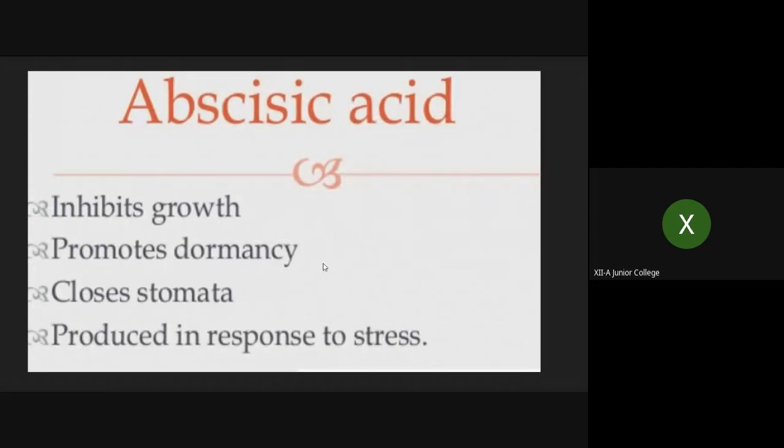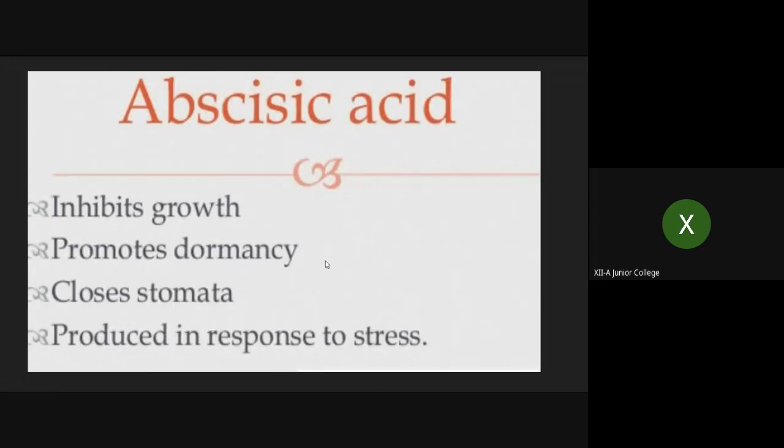By the application of gibberellins, what happens? The resting period, the dormant period, is reduced, and the seed starts germinating. But the exactly opposite is the role of abscisic acid: it promotes dormancy. Why is it necessary to promote, that is, to increase, the dormant period? We'll discuss this point now.